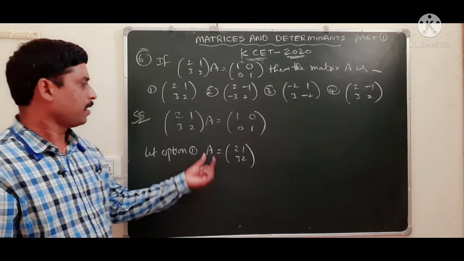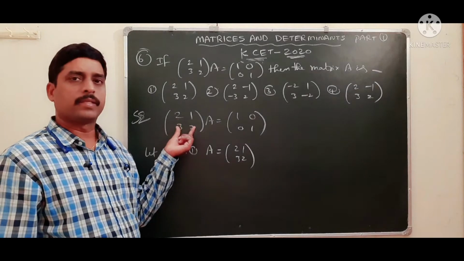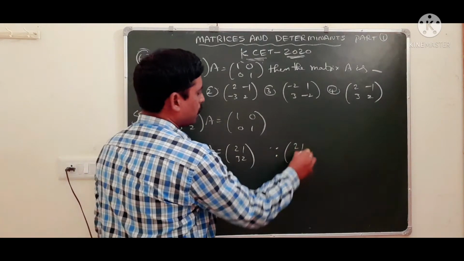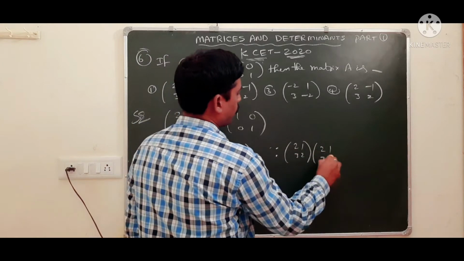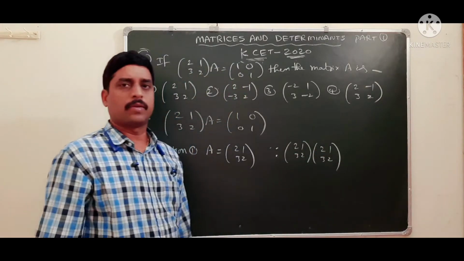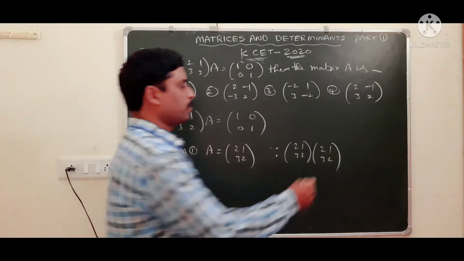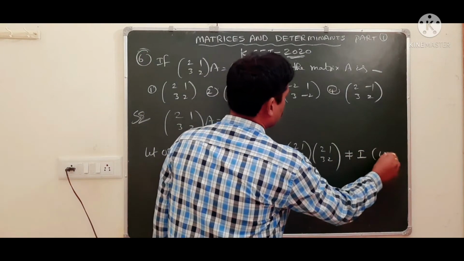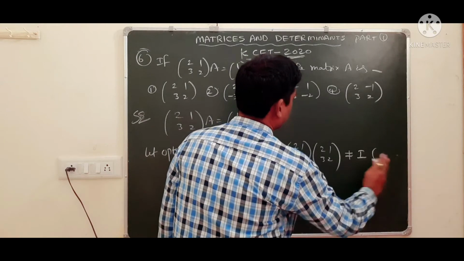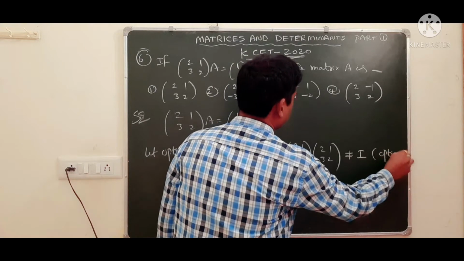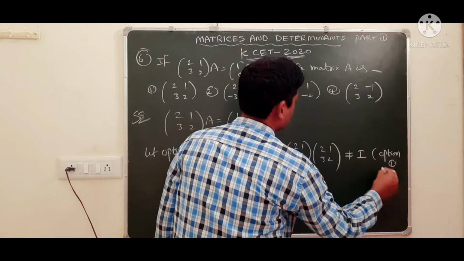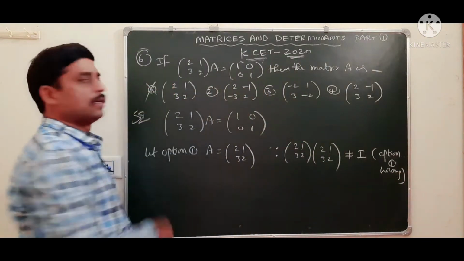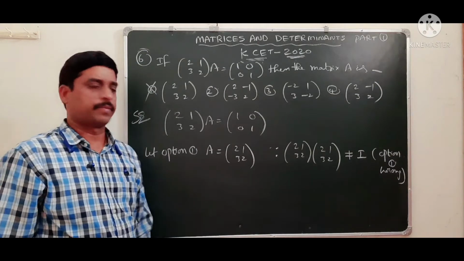Now we should multiply. Already [3 1; 2 1] is there. In place of A, write this matrix. So [3 1; 2 1] into [2 1; 3 2]. This is not equal to the unit matrix. So option 1 is wrong. So option 1 is wrong. Now let us verify the second option.